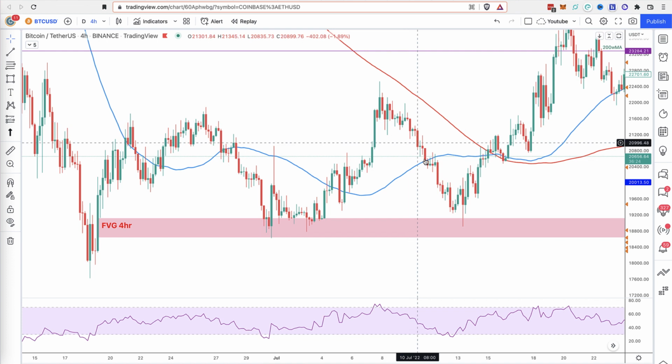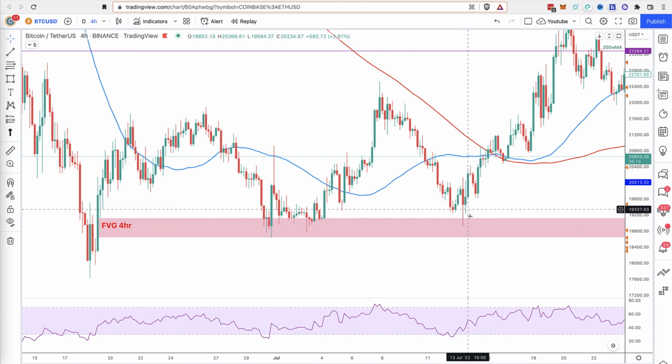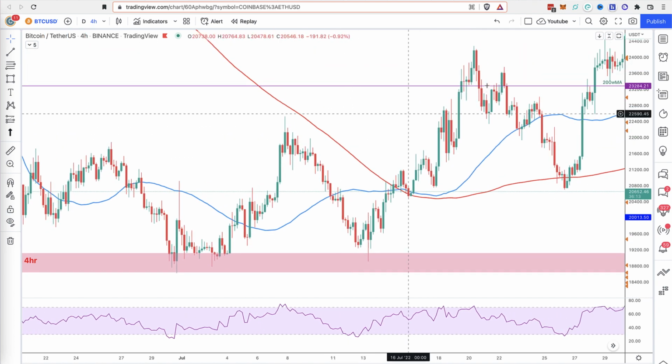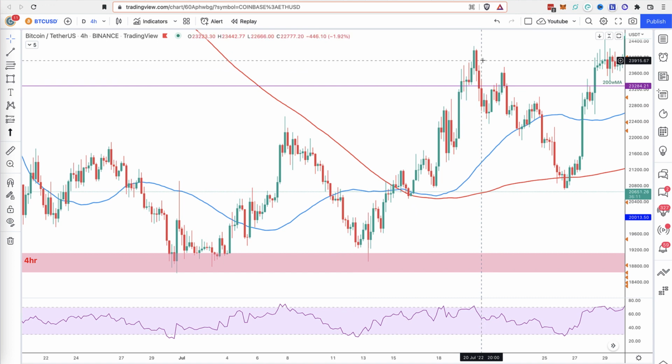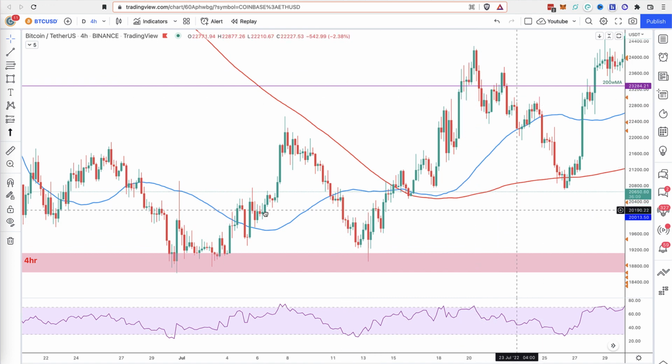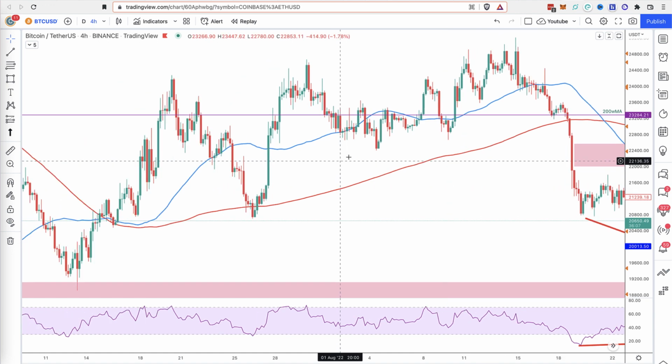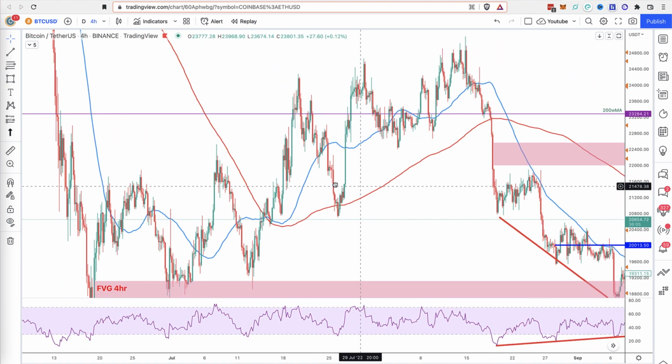Then it came back down again, wicked into the same level, the same fair value gap level once again. And again, after that wick, even if you had entered here at like 19.3, 19.4, obviously you had the run all the way up to almost 24, and that would have been a very profitable trade setup. So we had the run up over here. Let me zoom out a little bit.